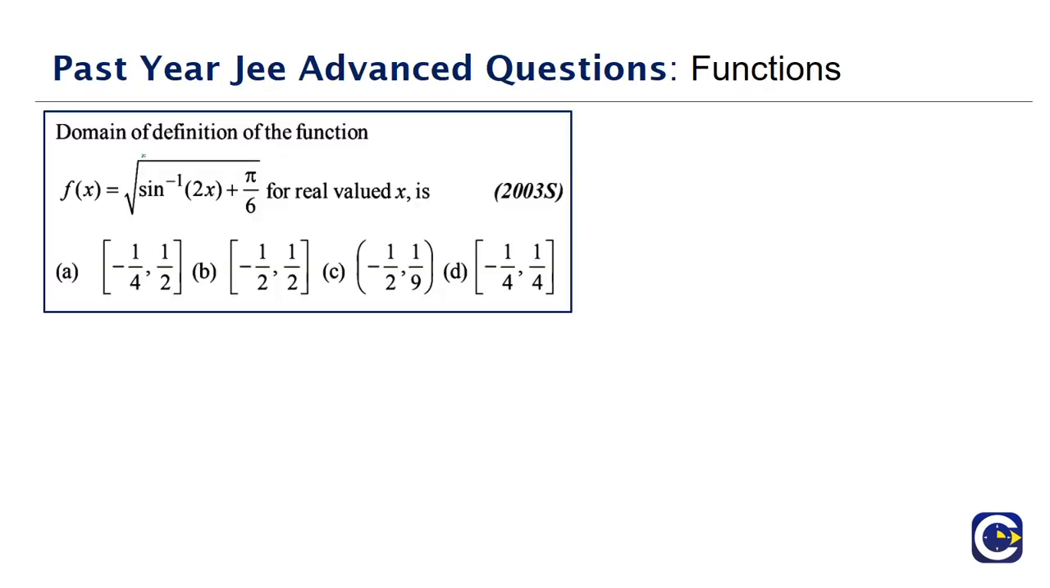So the first question for this video. The domain of the definition of function f of x is equal to square root of sine inverse 2x plus pi by 6, for real valued x, is which of the following options are correct? So how will we proceed with this sum?